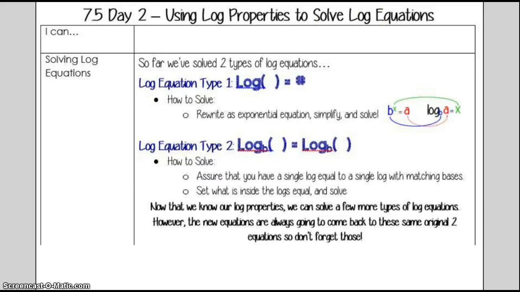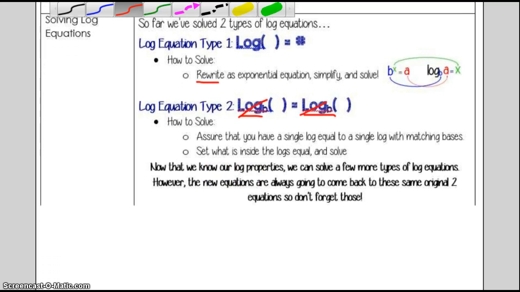Right, so we're going to combine for this 7-5 Day 2 lesson the three rules that we've just learned in the past two sections. So the first one is, what if we have a log equal to a number? Well, that's when we rewrite it exponentially and then we solve. What if we have two logs equal to each other? Remember, that's when we cross out those logs that were common and set the inside parts equal. So those are review.